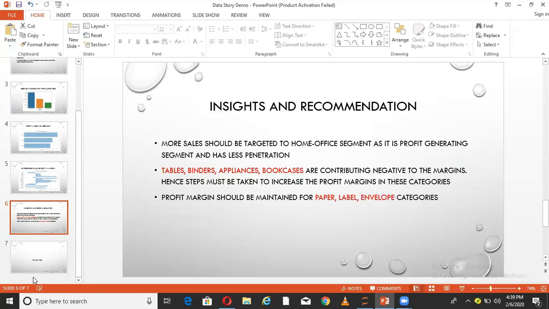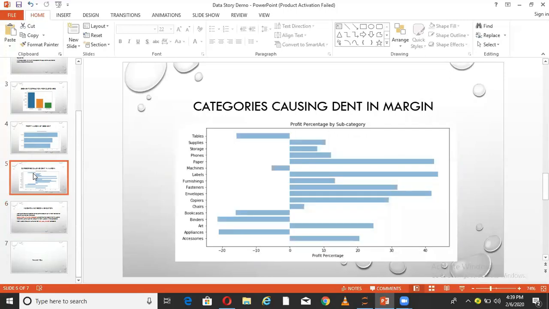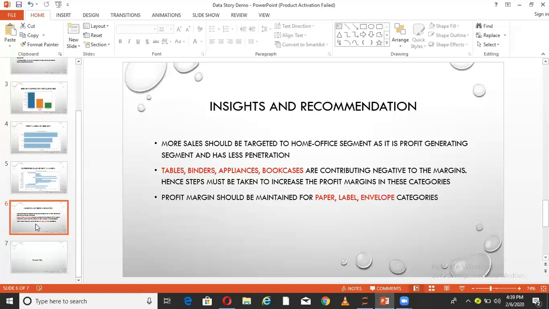Insight number two, tables, binders, appliances, bookcases, these are the subcategories which are contributing more to the negative margins, which means these subcategories are not giving margins to the business. So business should reconsider and do something on these. On the other hand, we also saw there are some good positive contributors in subcategory, for example, paper, envelopes, right? So I'm writing that profit margin should be maintained for paper, labels, envelope, etc. because these are high positive margin subcategories.